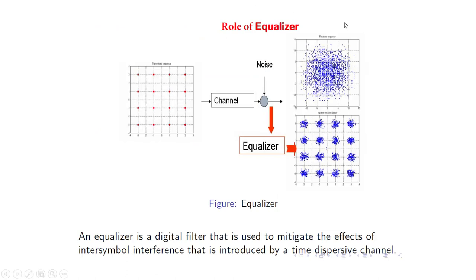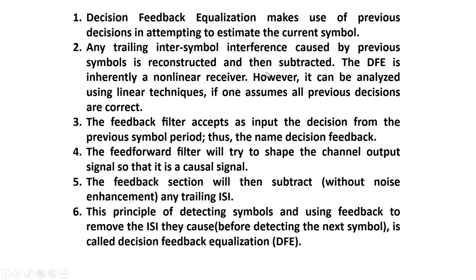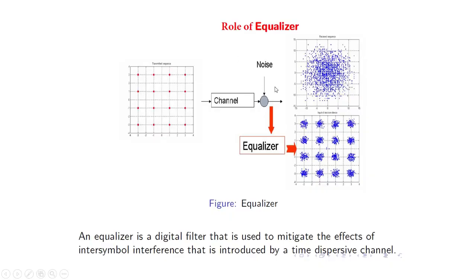Now let us look at the role of the equalizer in general, and then we will talk about the decision feedback equalizer. These are the constellation points at the transmitter side. Depending on the input symbols, one of the signals represented by one of the constellation points will be transmitted through the channel. The noise will be added while moving through the channel, and we put an equalizer here. Now, what is the job of the equalizer?